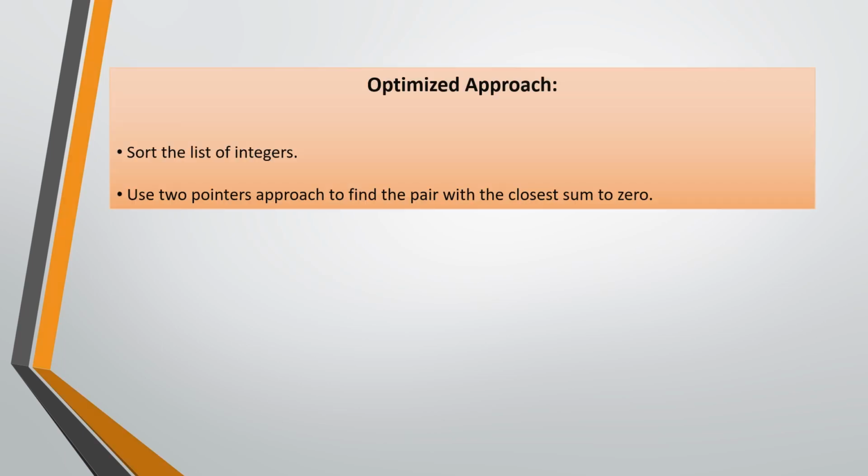Optimized approach. The optimized approach starts by sorting the list of integers, followed by using the two-pointer technique. These pointers travel the sorted list efficiently, identifying the pair with the closest sum to 0. The method offers a time complexity of O(n log n), making it more suitable for larger datasets.